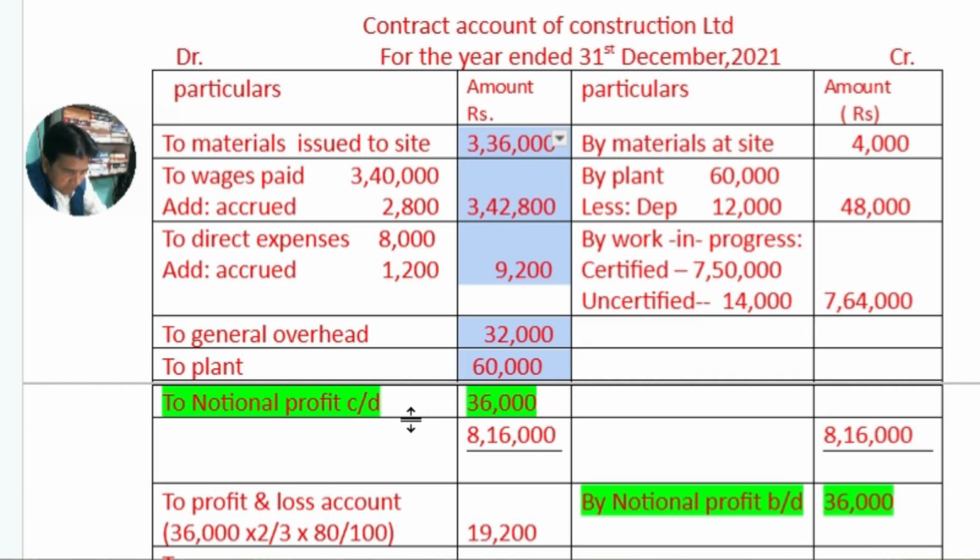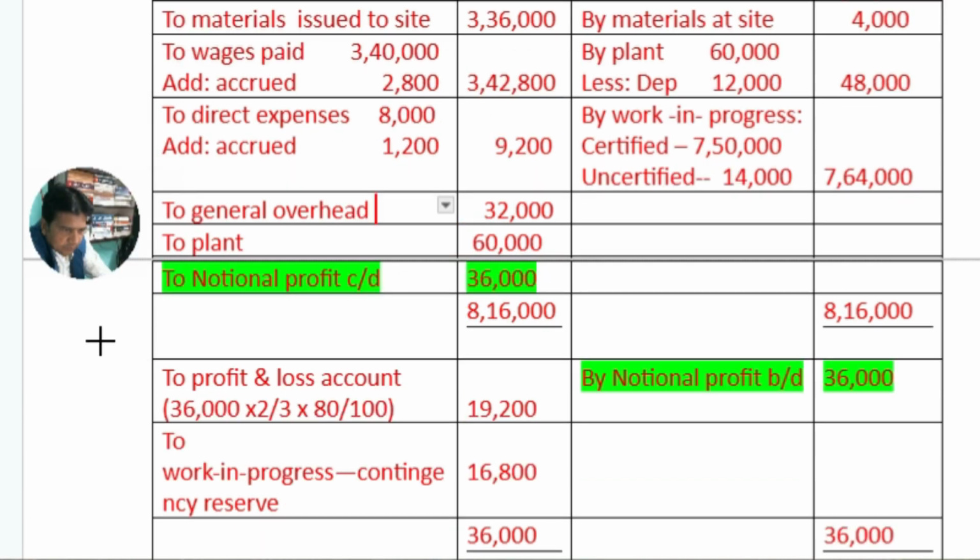The difference is 36,000, which is called notional profit. So this notional profit amount, since the contract is not completed in this financial year, the difference amount shall be transferred to notional profit. If the contract is fully completed, then the balance is directly transferred to profit and loss account. In this case, the contract work is not completed.